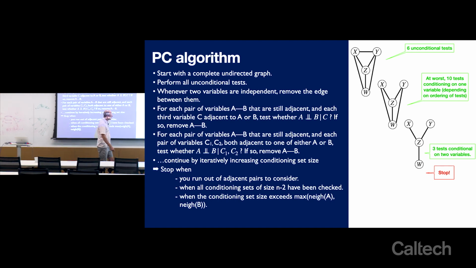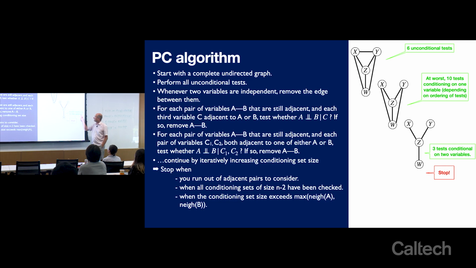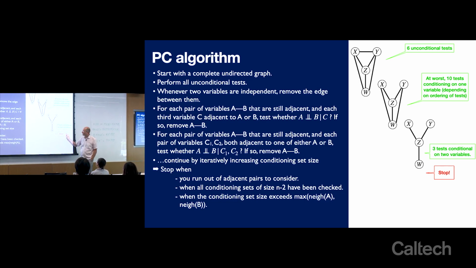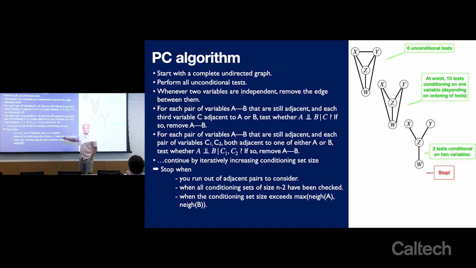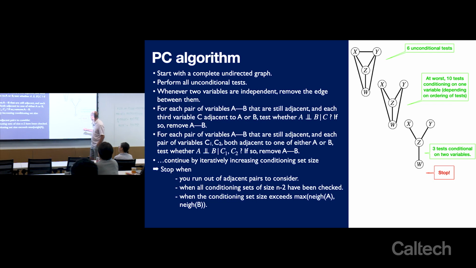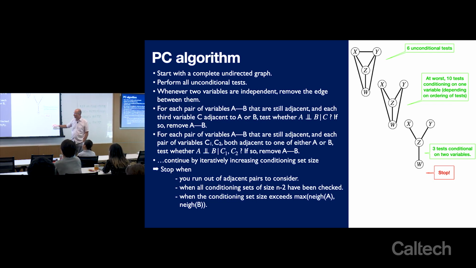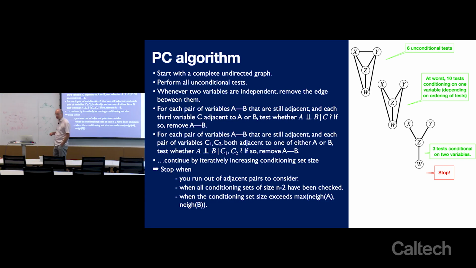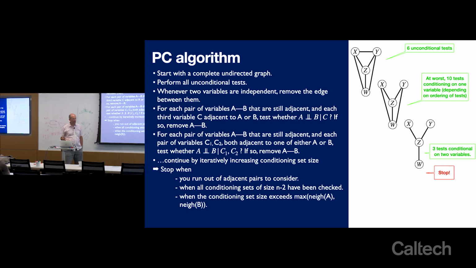So at this point, we've done all the tests of size n-2, and we can't condition on 3 variables anymore. So we conk out because we have checked all the tests, and then we stop. This one doesn't go any further. We can't do anything anymore. Okay? So these stopping conditions ensure that, in general, I don't have to do all possible tests that might be required.